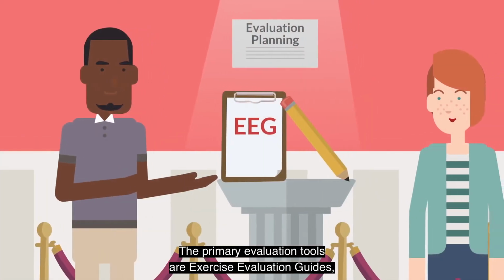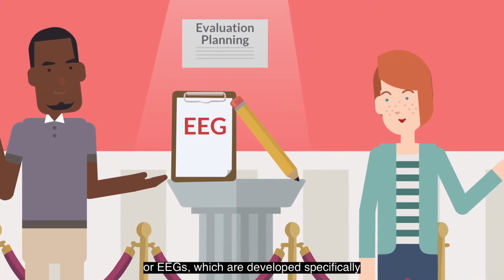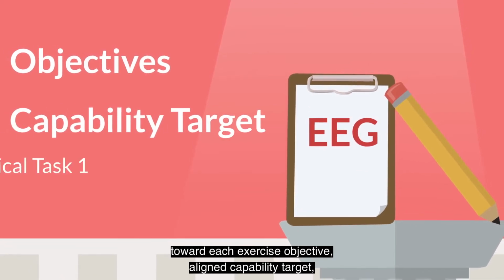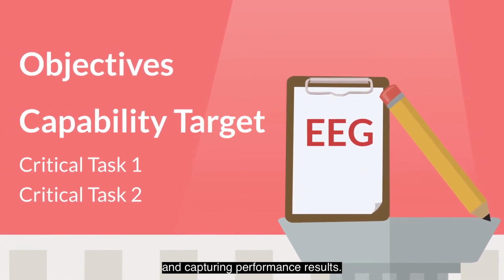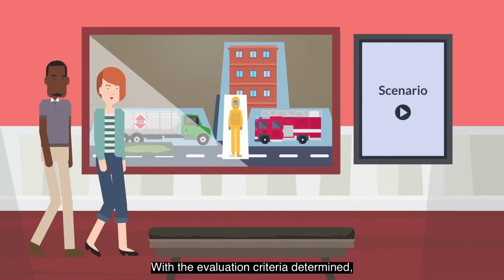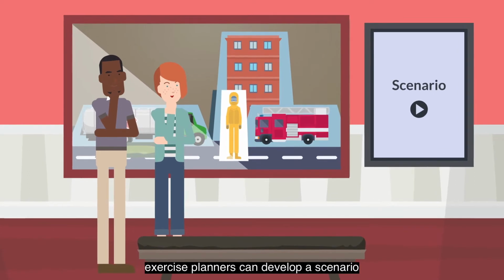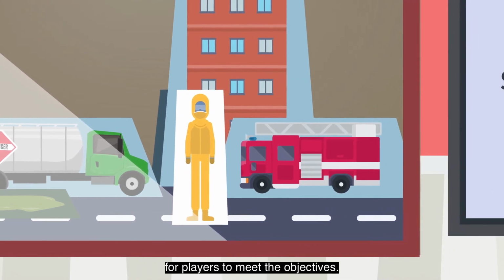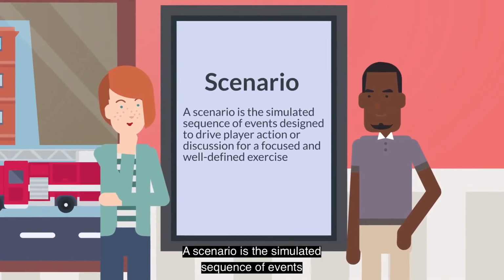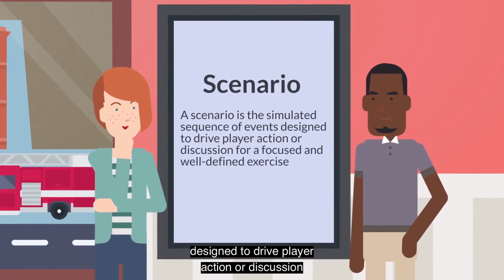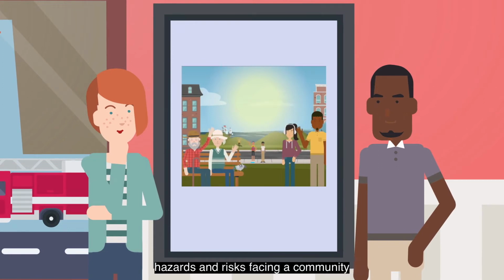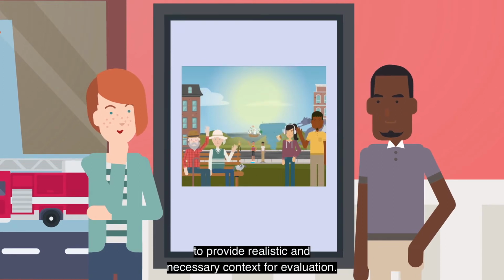The primary evaluation tools are exercise evaluation guides, or EEGs, which are developed specifically toward each exercise objective, align capability targets and critical tasks for data collection, and capture performance results. With the evaluation criteria determined, exercise planners can develop a scenario that will provide the optimal conditions for players to meet the objectives. A scenario is the simulated sequence of events designed to drive player action or discussion for a focused and well-defined exercise. Scenarios should be based on the threats, hazards, and risks facing a community to provide realistic and necessary context for evaluation.